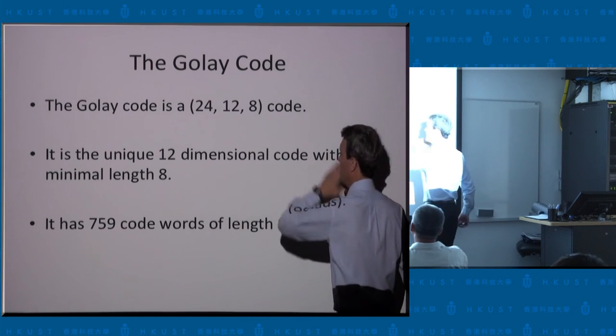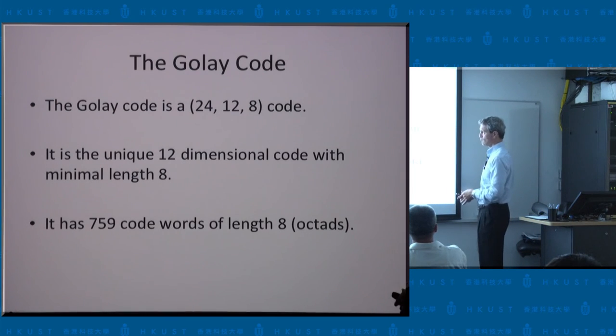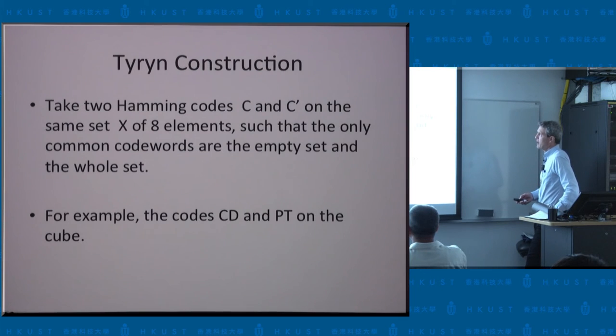It has this very long minimal word length, and it turns out that it has 759 code words of length 8. They're called octahedrons.